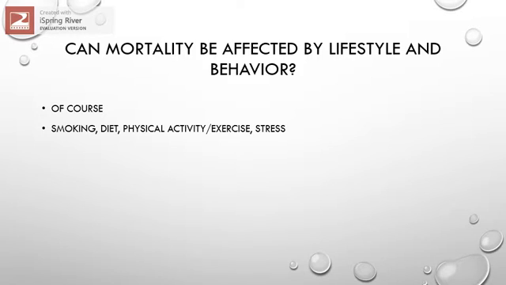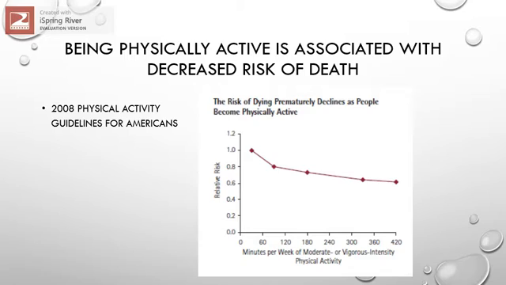So the question then is, can mortality be affected by lifestyle and behavior? Of course, we know the answer is yes. For example, smoking, diet, physical activity, exercise, stress, we all are aware that those things can impact our health and therefore our risk of mortality. So what I want to do is talk about the relationship between being physically active with mortality or risk of death, but I also want to talk today about not just physical activity, but also about sedentary time and about fitness. We've defined all of these last week, and now it's time to talk about how they relate to our outcome of interest, which this week is mortality.